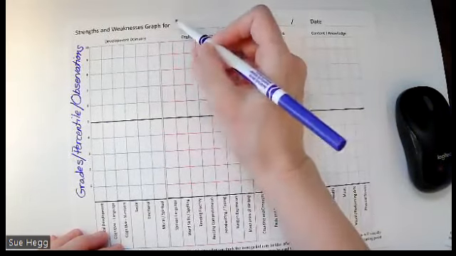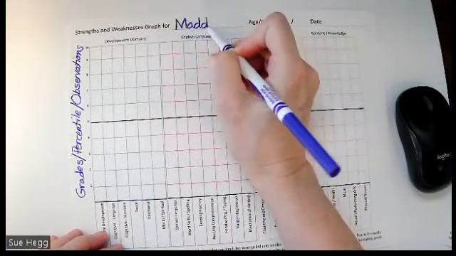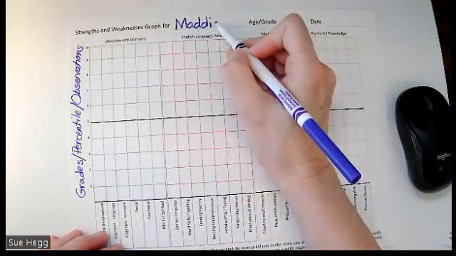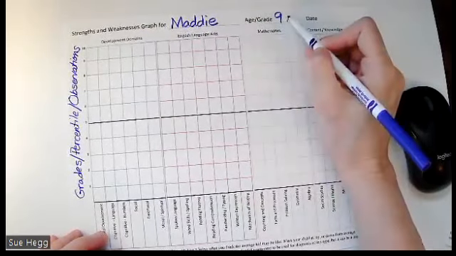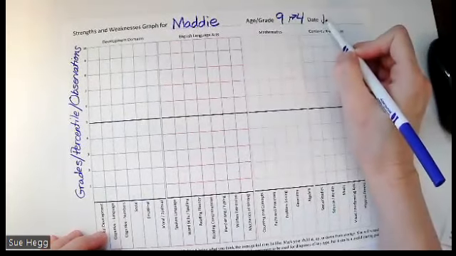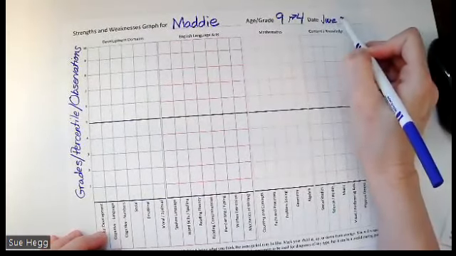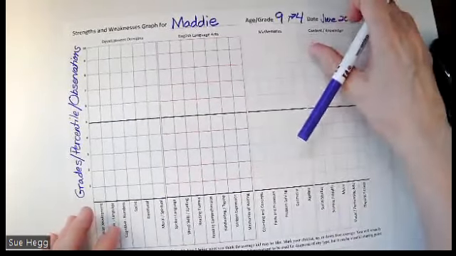or work on. All right, so I'm going to use the same girl that I did in the developmental profile. I'm going to look at Maddie again. She's 9. She's going into 4th grade. And this is June 2022.